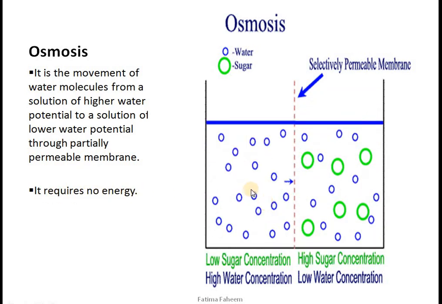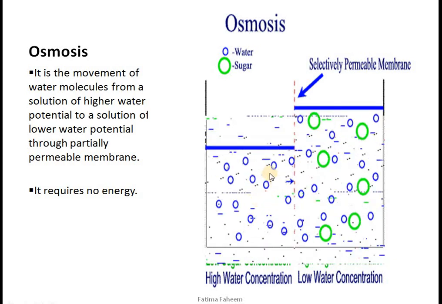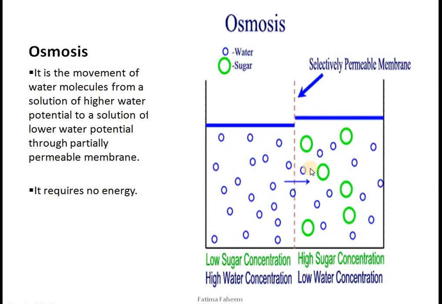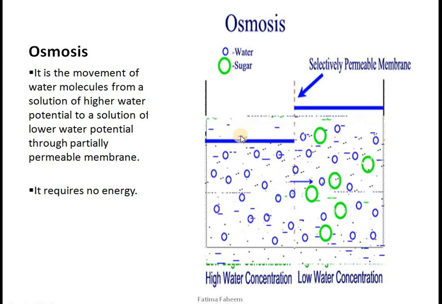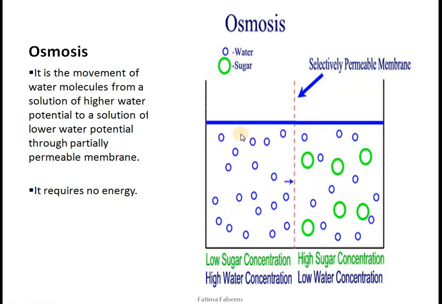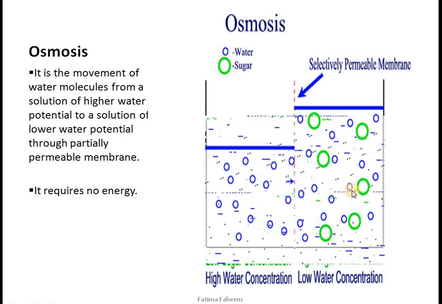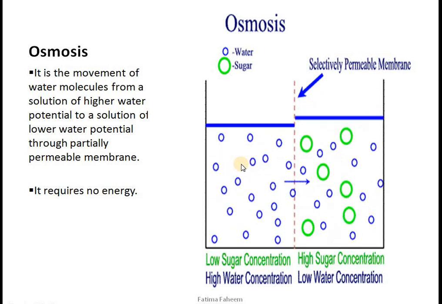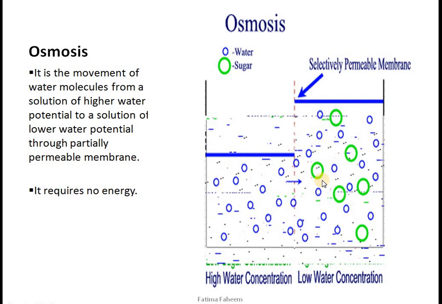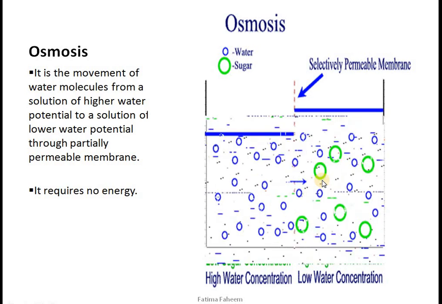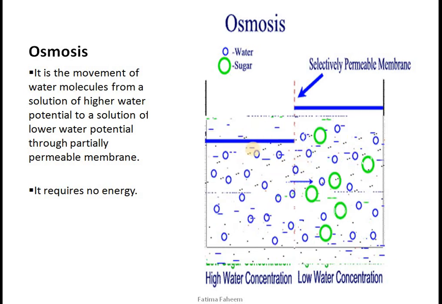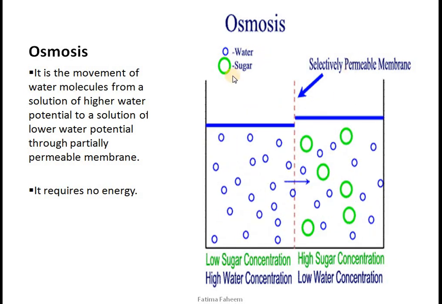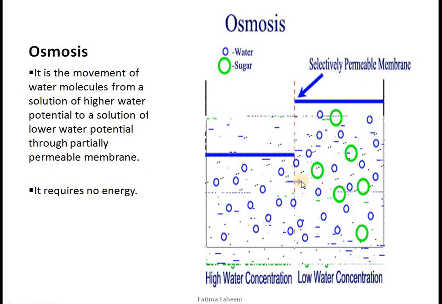In the diagram, if you see, the circles in blue color are of water and those of green are of solute. You see that water molecules are greater on this side and lesser on this side. So they will move from a region of higher water potential to an area of lower water potential through a partially permeable membrane. This movement is indicated by an arrow shown in blue color.